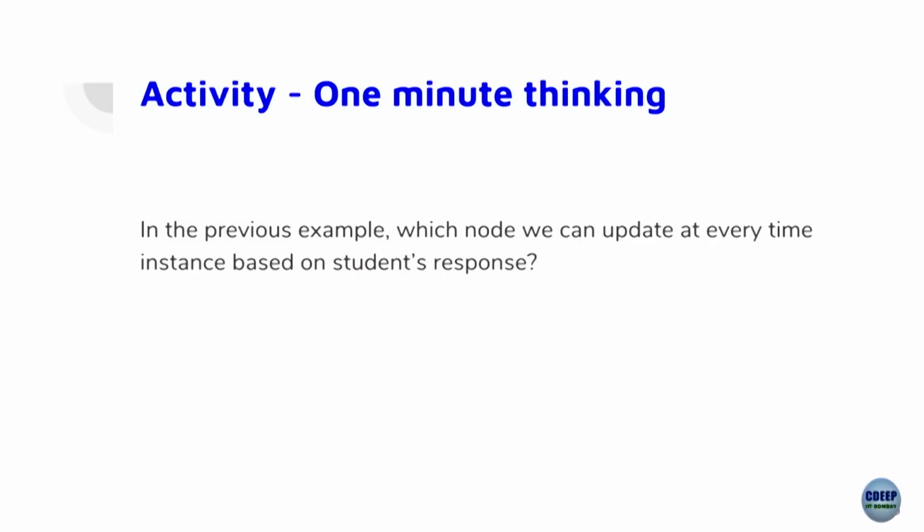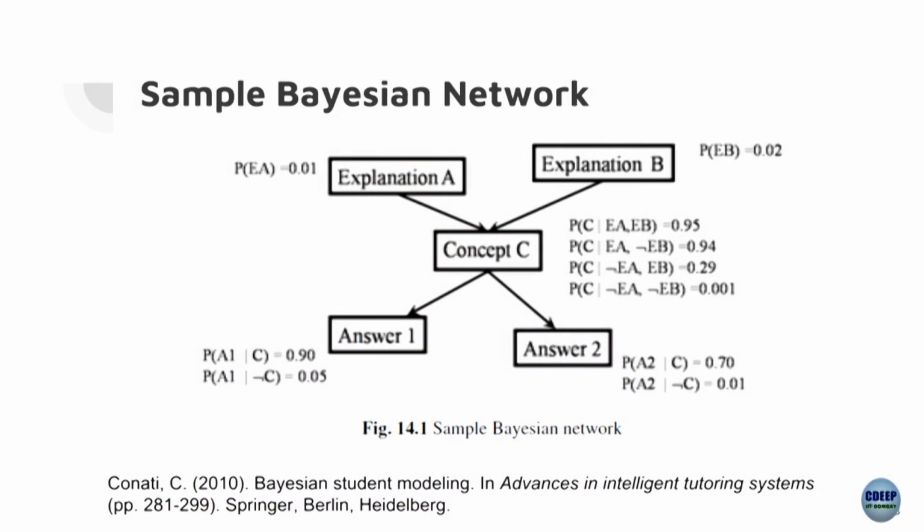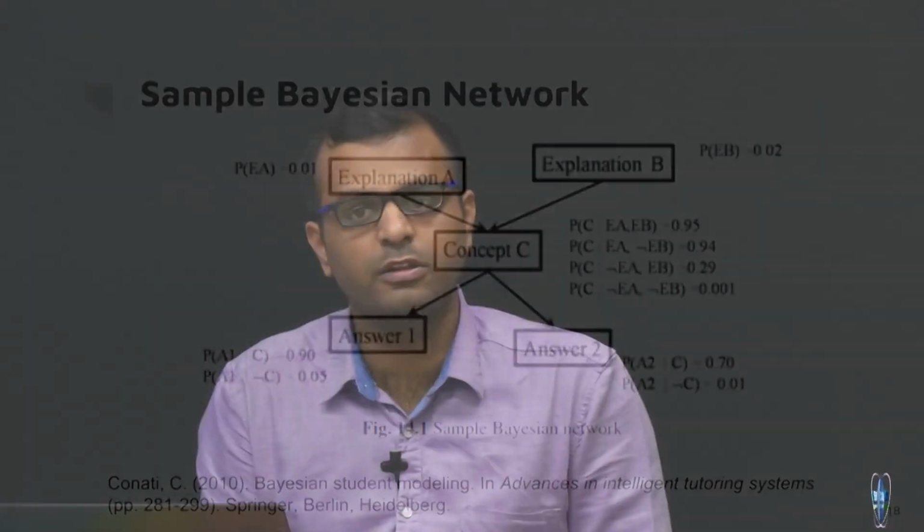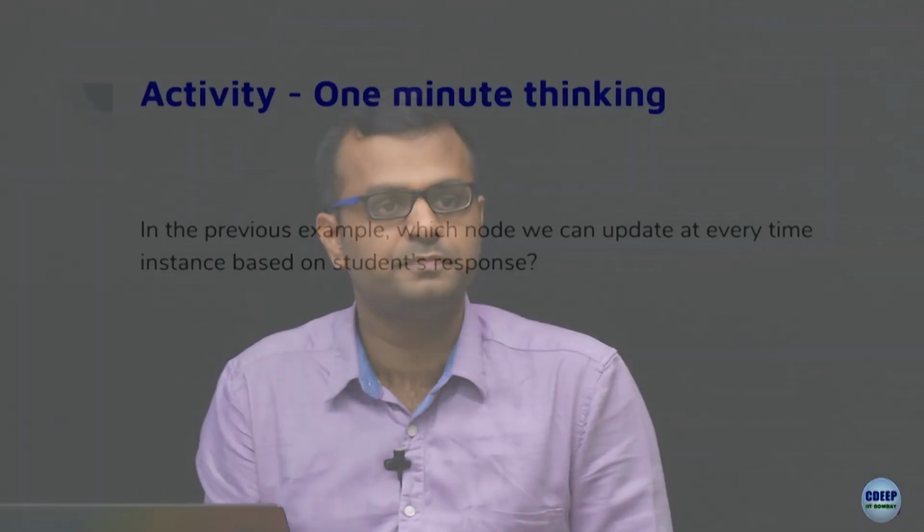In the previous example, which we saw right now, which node can we update at every time instance based on the student's response? If I want to change that static network into a dynamic one, I'm just asking you. It's a static network. I want to update one particular node at every instance based on the student's answer. I do not want to keep the probability of that particular node fixed. Which node do you think we can update?